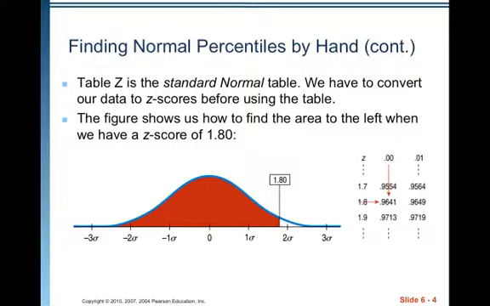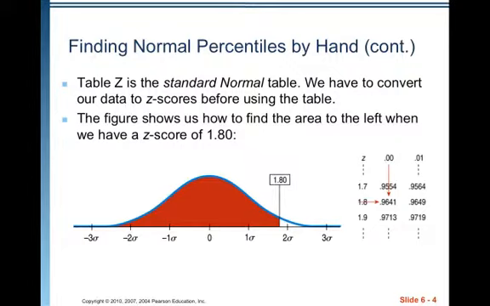The figure shows us how to find an area to the left when we have a z-score of 1.80. So it's the area to the left of 1.80. So that also corresponds to the idea of the probability of getting a z-score less than 1.80 and the percent of observations that will have a z-score less than or equal to 1.80.